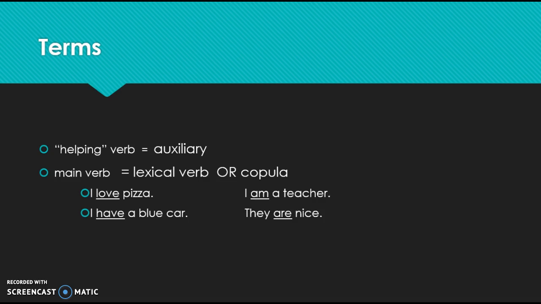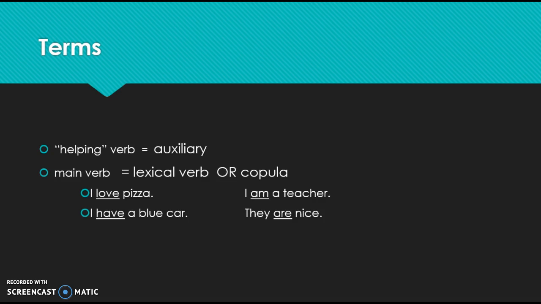Now, the other type of main verb is the copula. You might have seen these called linking verbs. Because they connect the noun phrase in the subject with a noun phrase or an adjectival phrase in the predicate. Examples are, I am a teacher, they are nice. Often the copula is a form of the be verb, but there are some other ones.